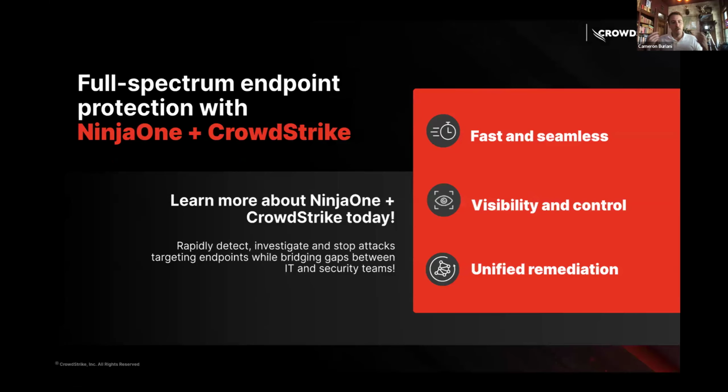And that's what we mean. Full spectrum endpoint protection with Ninja and CrowdStrike. Ultimately, before we go into the demo, the key takeaway here is it's fast and seamless. You're already using Ninja. You already got the difficult part of managing those endpoints. Let's now deploy. Let's get it done. Let's look at our watch and let's get it done in minutes.